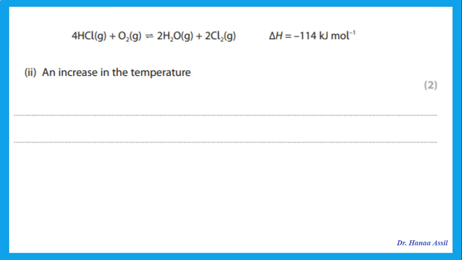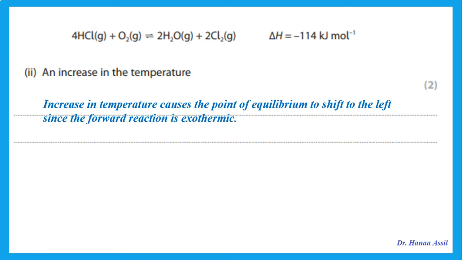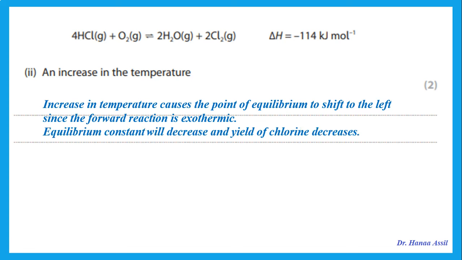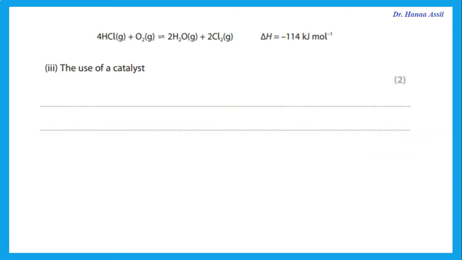What if we increase temperature? Well, if we increase temperature, the forward we are told is exothermic. That means increasing the temperature causes the reaction to go endo, remember? So it goes to the left since the forward reaction is exothermic. The equilibrium constant will decrease and the yield of chlorine would decrease since we're going back.